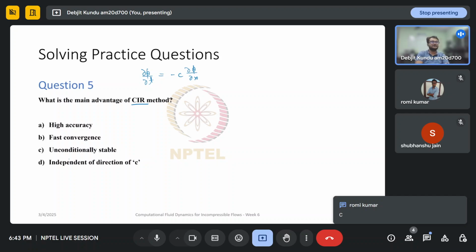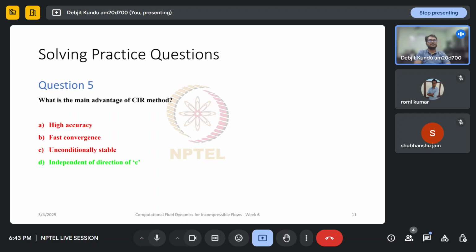Okay, we have a response in favor of option C as well as one in favor of option B. It is unconditionally stable and fast convergence. So let's take a look at the solution. It's actually neither. It's option D, that is, it is independent of the direction of C. So what CIR method does is basically it combines FTFS and FTBS in a clever way.